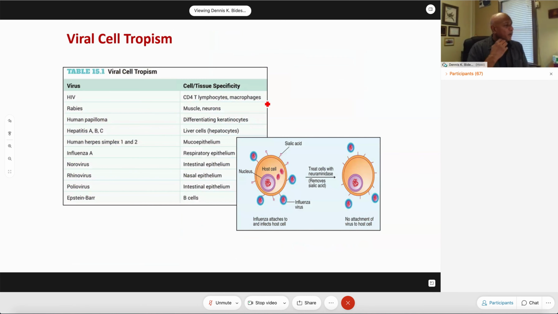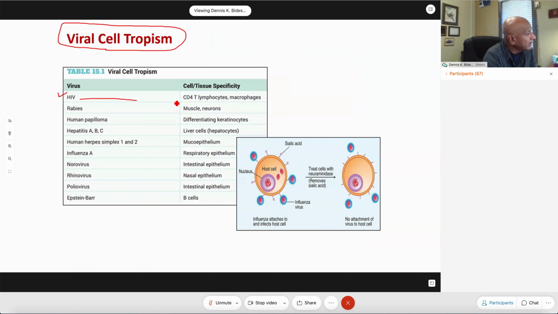So I'm going to point out the ones I want you to know. This is called cell tropism. In other words, don't ever think one single virus can infect all your cells. That's not true at all. There are very specific cells, or maybe a group of different cell types, that a specific virus can infect. And I'm just going to point out the ones I want you to know. We're going to see them later again.